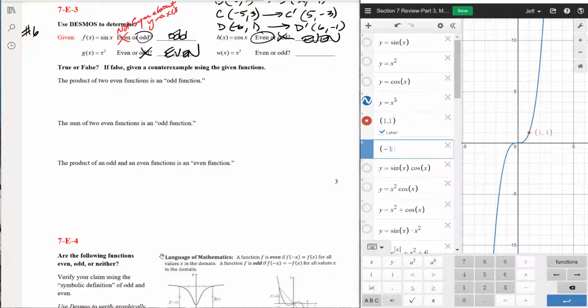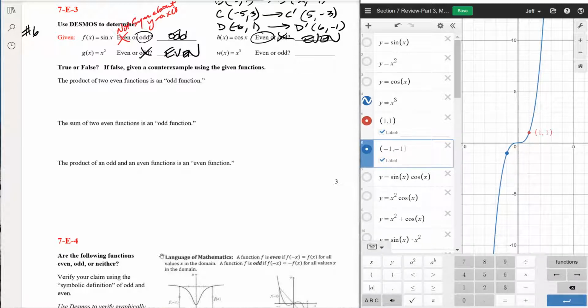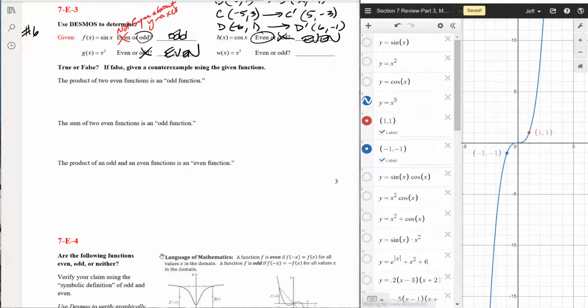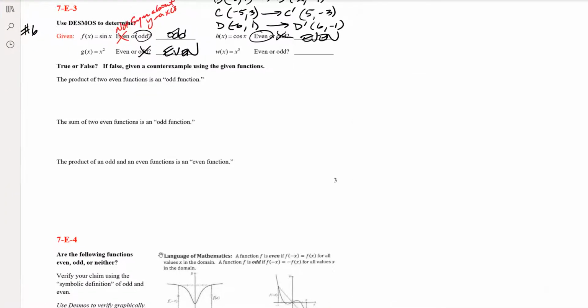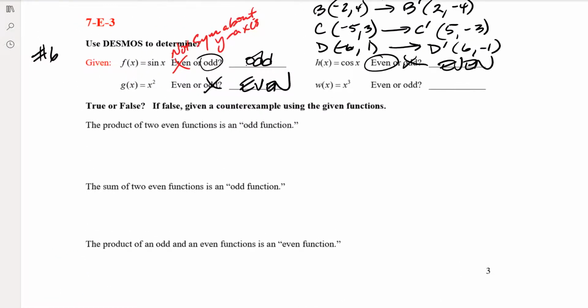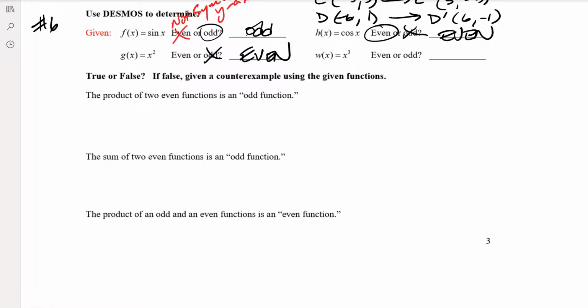Okay, so -1, -1. All right. And so notice that happens, okay? So if you rotate about the origin 180 degrees, 1, 1 would overlap -1, -1. So this function is odd. Okay, so let's go back to the lesson here. All right, so we have an odd function here.